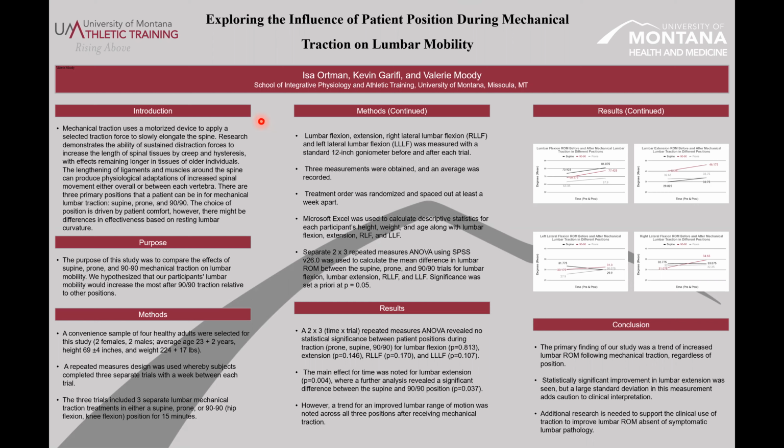Mechanical traction uses a motorized device to apply a selected traction force to slowly elongate the spine. One of the ways it reduces pain is through the lengthening of tissues and ligaments. Past research has demonstrated the ability of sustained distraction forces to increase the length of spinal tissues by creep and hysteresis. Increased length can result in increased spinal movement either overall or between each vertebra.